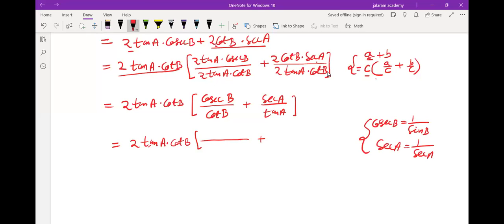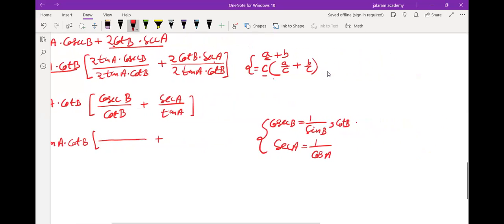Means either to cos or to sine. 1 by cos. Again, cot B can be written as cos B upon sine B. In terms of sine and cos only, means either sine B or cos B or both. In terms of sine A cos A, means tan A equals sine A upon cos A. Cot A equals cos A upon sine A. Cot B equals cos B upon sine B. And at the same time, tan A equals sine A by cos A.